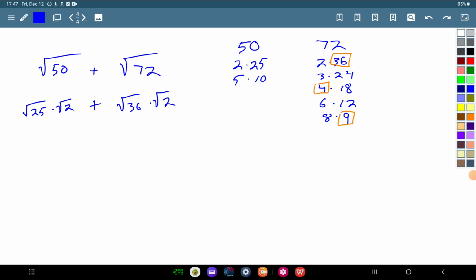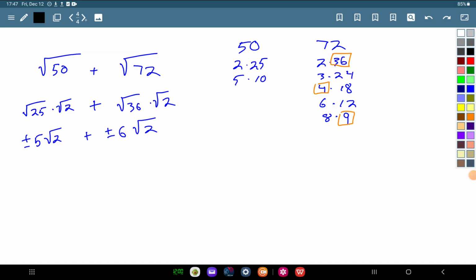Alrighty, so the square root of 25 is going to be a positive or negative 5 times the square root of 2. And the square root of 36 is a positive or negative 6 square roots of 2. Now this is where it's going to get fun, because we can have 4 possible answers on this.